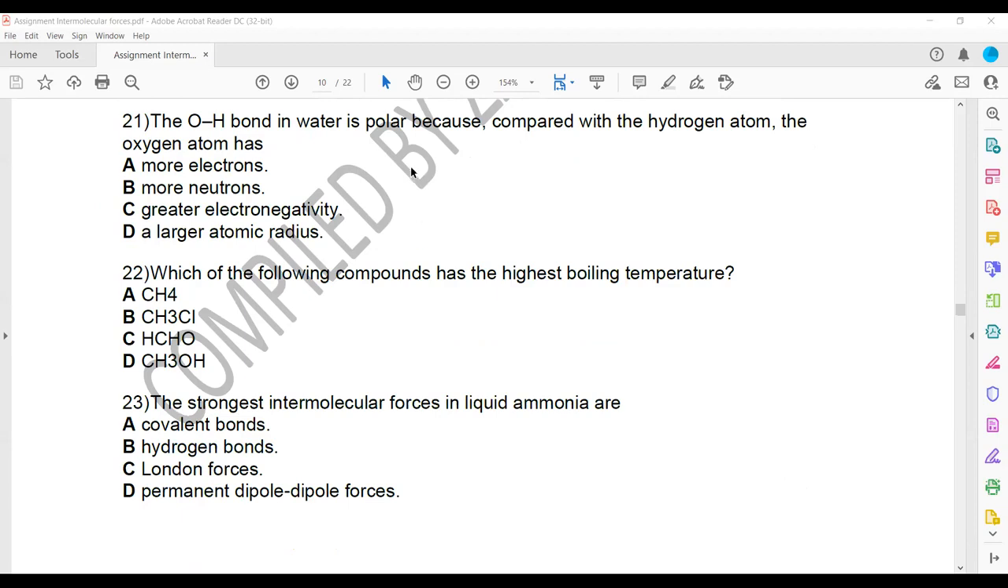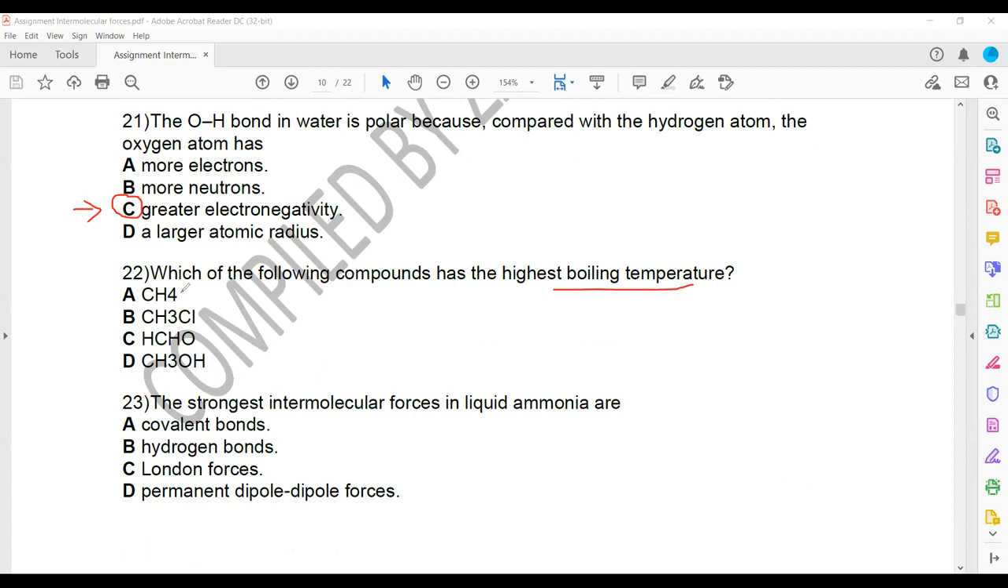Question 21, the OH bond in water is polar because, compared to the hydrogen atom, the oxygen atom has... So what is the difference? Because there's a greater difference in electronegativity, that's why it will be more polar. And which of the following compounds has the highest boiling point?